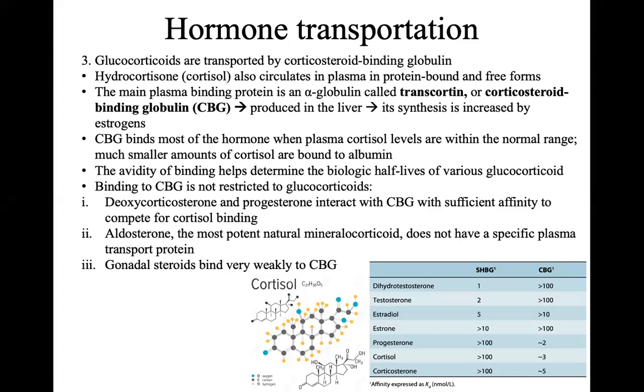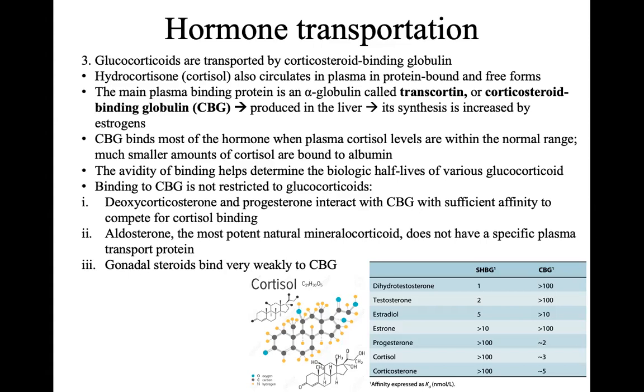Again, these are lipid-based hormones. CBG binds most of the hormone when plasma cortisol is within the normal range. There is an exception here: CBG can only bind to the glucocorticoid when the cortisol level in the plasma is normal. Under stress conditions, if you feel stressed, then the CBG cannot bind to the glucocorticoids and you cannot get the effect after that.